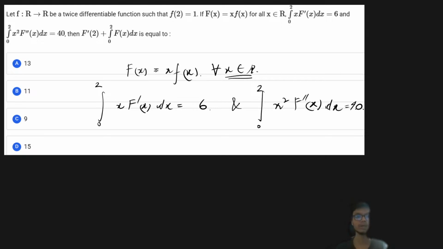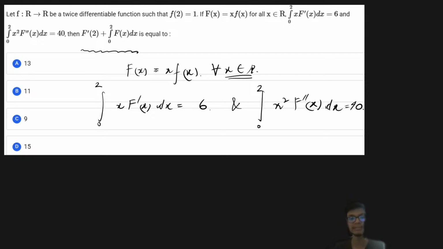So we have these two given equations, and from these two given equations we have to find the value of f dash of 2 plus the integration from 0 to 2 of capital F of x dx. I hope this is clear to every one of you. The question is simple and clear. So if this part is clear, please try to solve this problem.